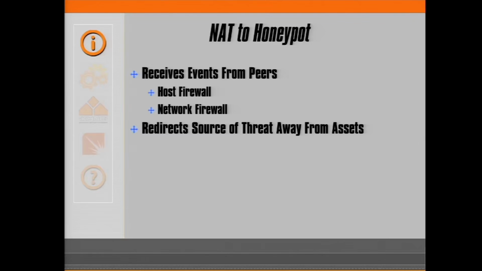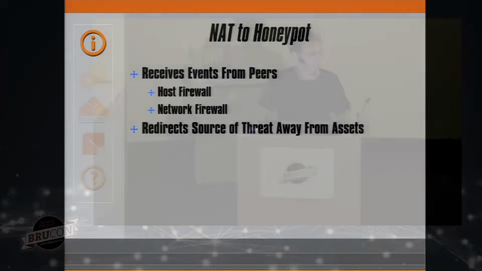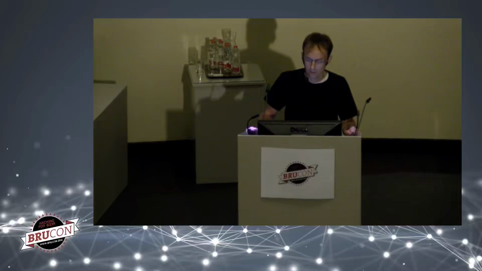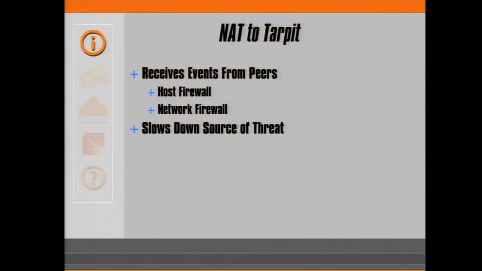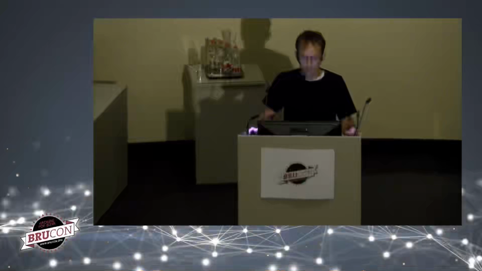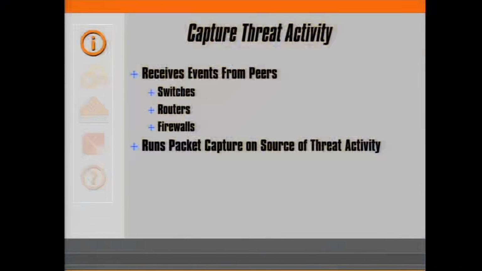NAT to honeypot. Host firewalls, network firewalls can receive events from peers and then redirect the source of the threat away from your assets. Right? NAT it to a honeypot. Host firewalls, network firewalls can receive events from peers and optionally slow down the source of a threat by NATting that threat to a tarpit, or any number of variations that seem to have sprung up over the years. Capture threat activity. Switches, routers, firewalls can receive events from peers and then run a packet capture on the source of the threat activity.